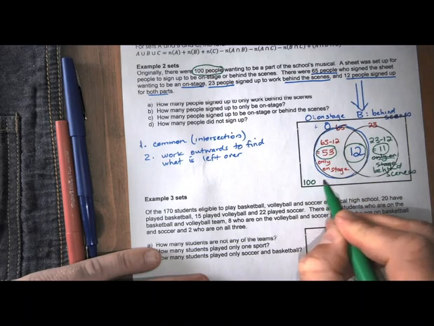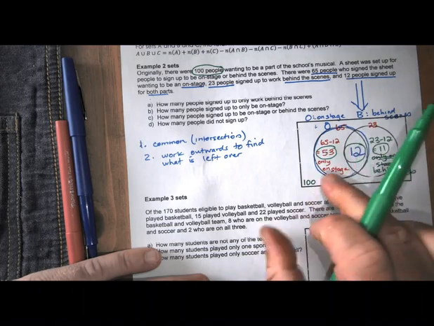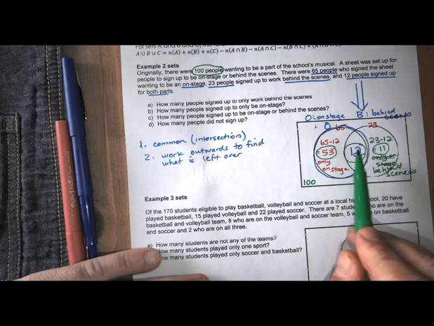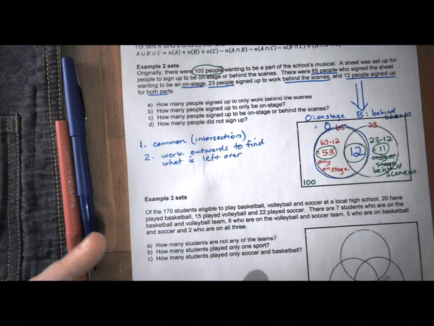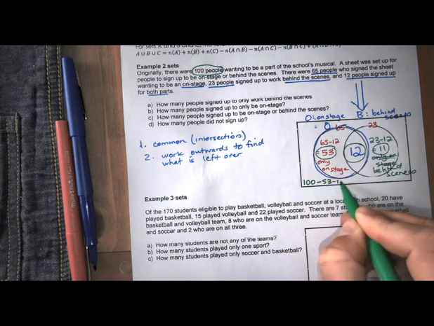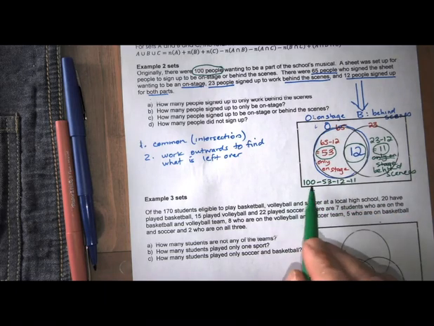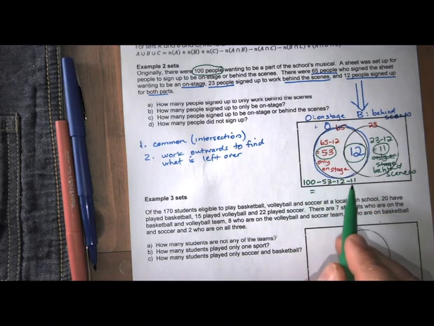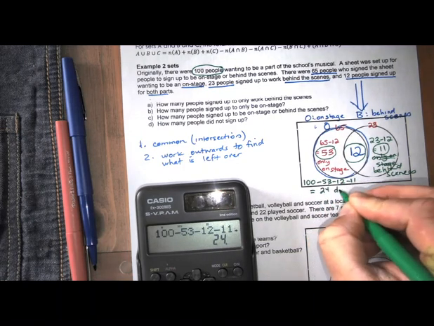We know that these pieces are mutually exclusive. They're totally separate. Either they're doing both, or one or the other, but they're not connected. So what we can do is take that 100 people and subtract off the items that are left. So I can take 100 minus 53 minus 12 minus 11. I know that there are 24 that did not sign up.